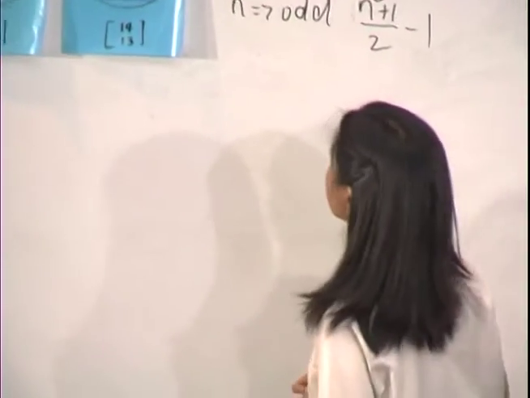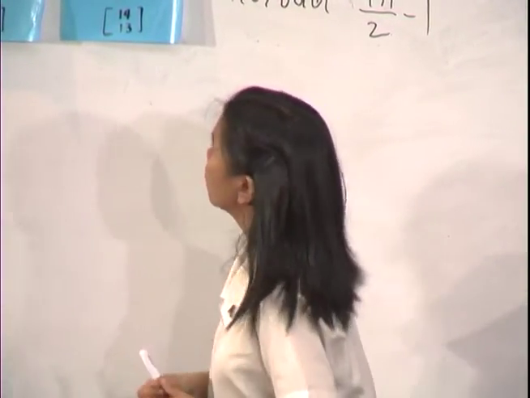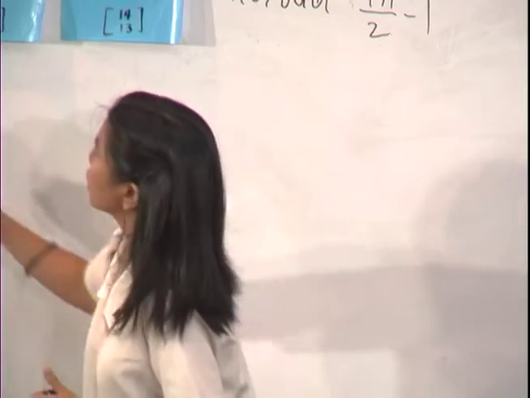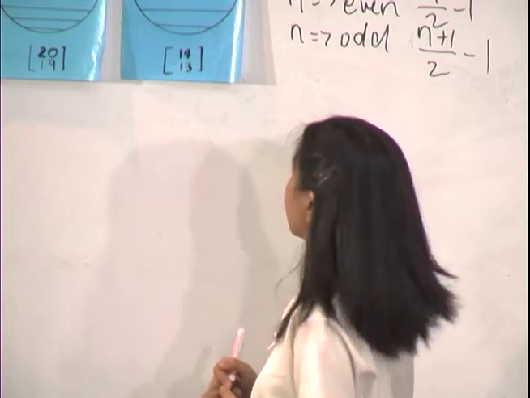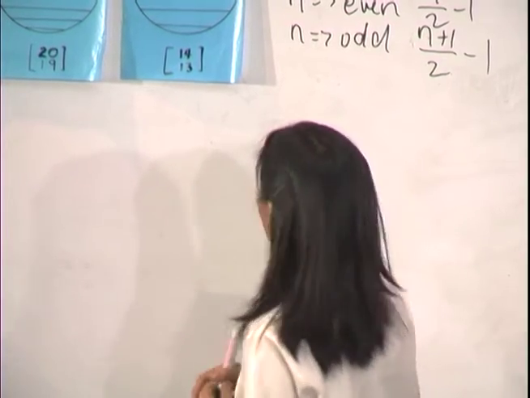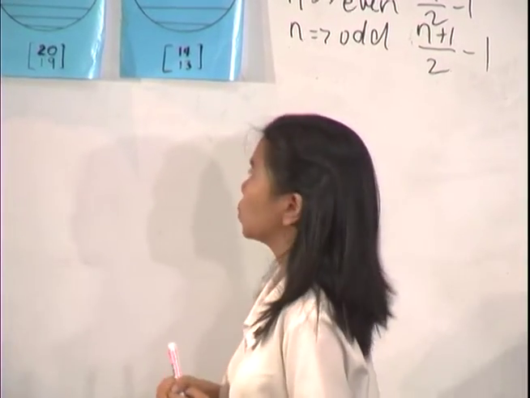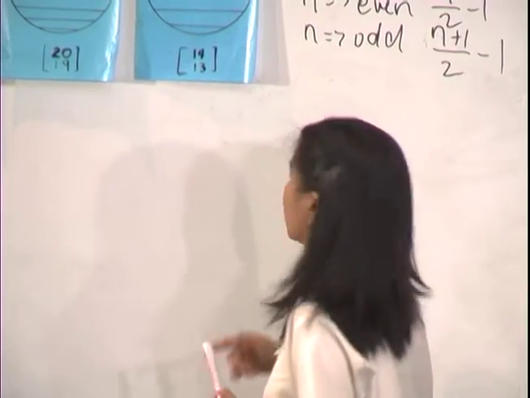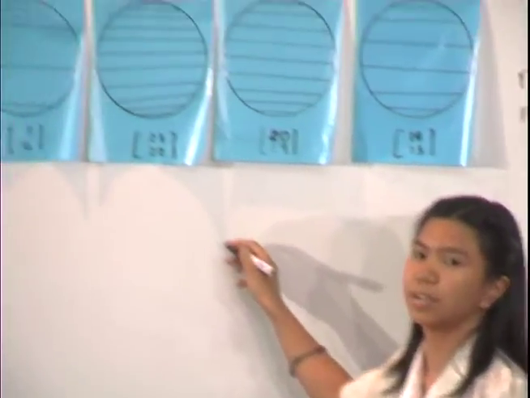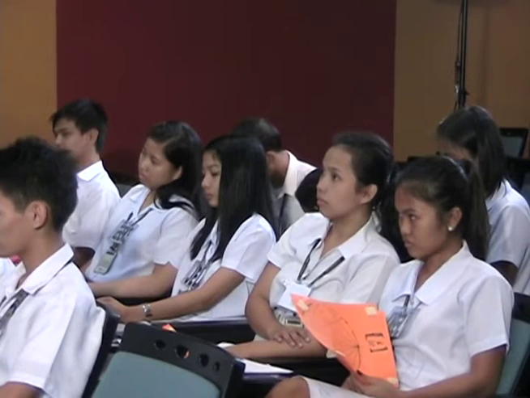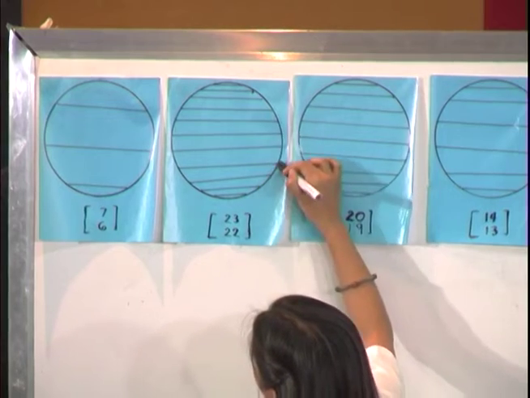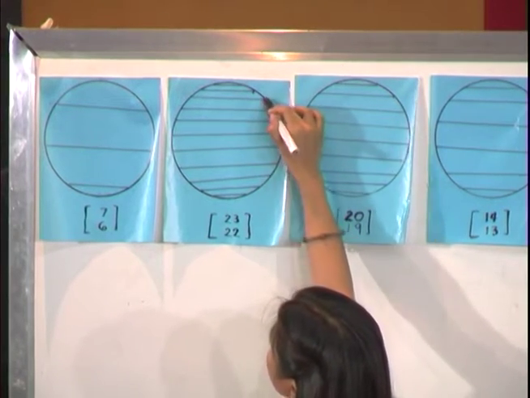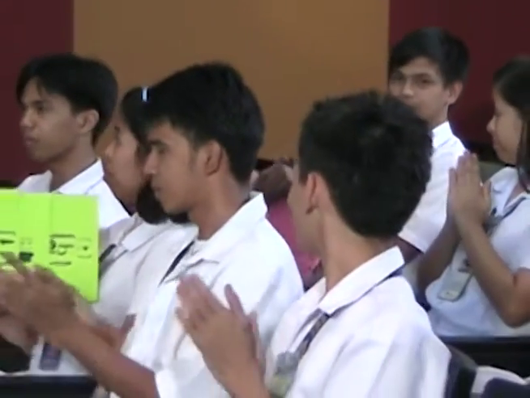Okay. How about if n is odd? Let's take for example 23 plus 1. 23 plus 1 is 24, so 24 over 2 is 12, minus 1 is equal to 11. Can you show us 11? Is it really 11? Let's count. 1, 2, 3, 4, 5, 6, 7, 8, 9, 10, 11. Very good. Okay, let's give group 1 a big round of applause.